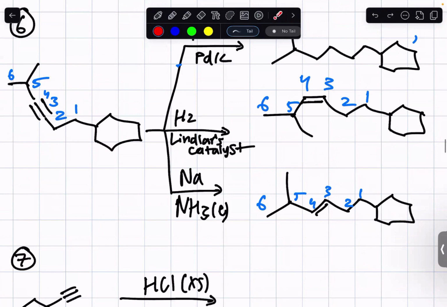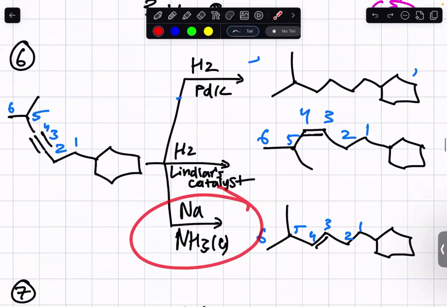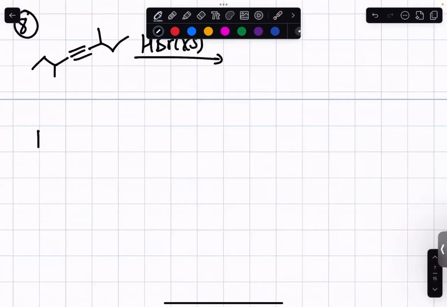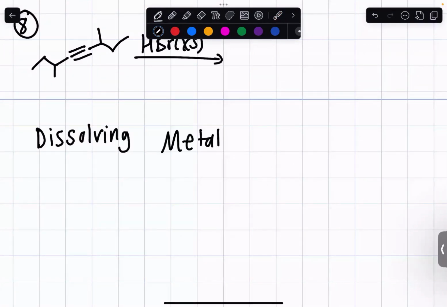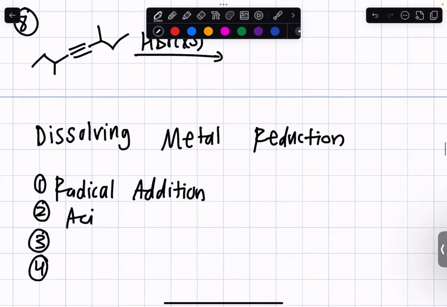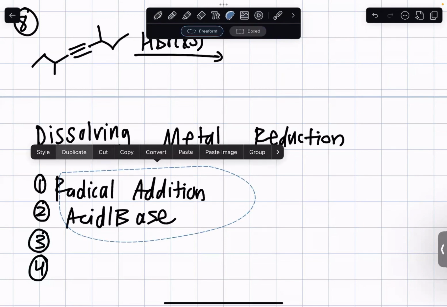Okay, do you guys want to go over the mechanism of the dissolving metal reduction too, with the radicals? Yes, okay, let's do that. So the name of this reaction is dissolving metal reduction. There are four steps for this mechanism, and the first two are going to be repeating. The first step is a radical addition. The second step is acid-base. And then we repeat it one more time. Third step, radical addition. Fourth step, acid-base.